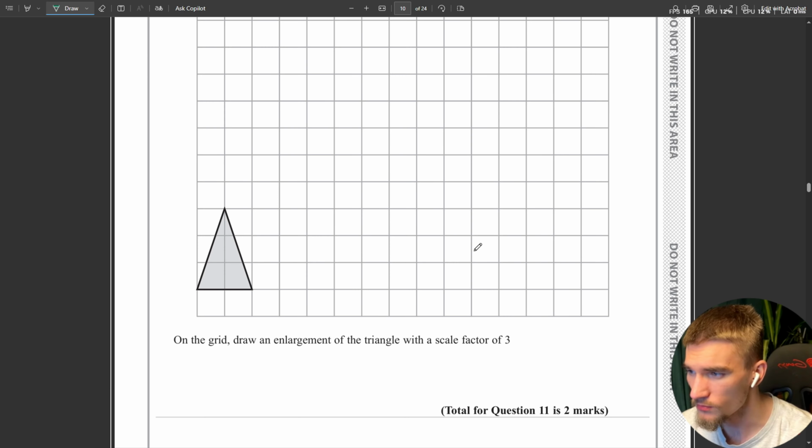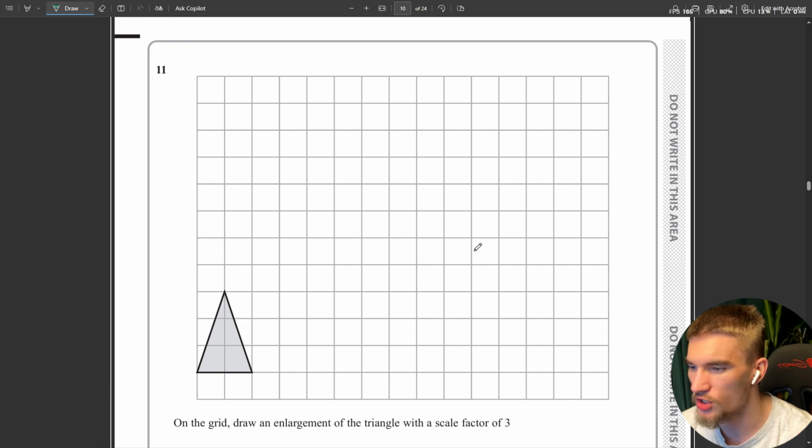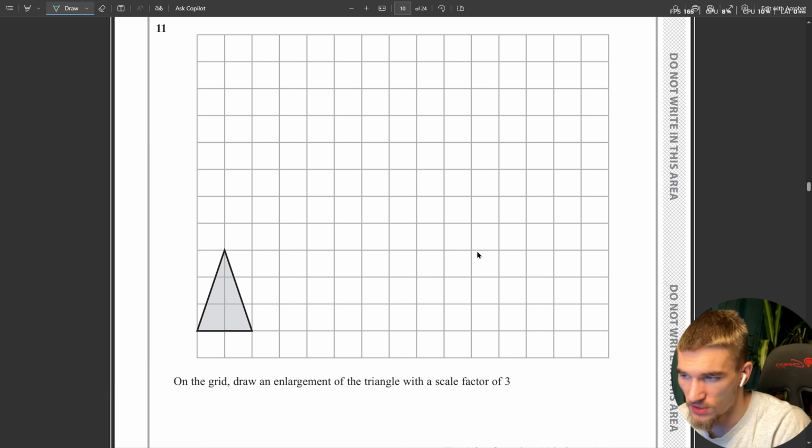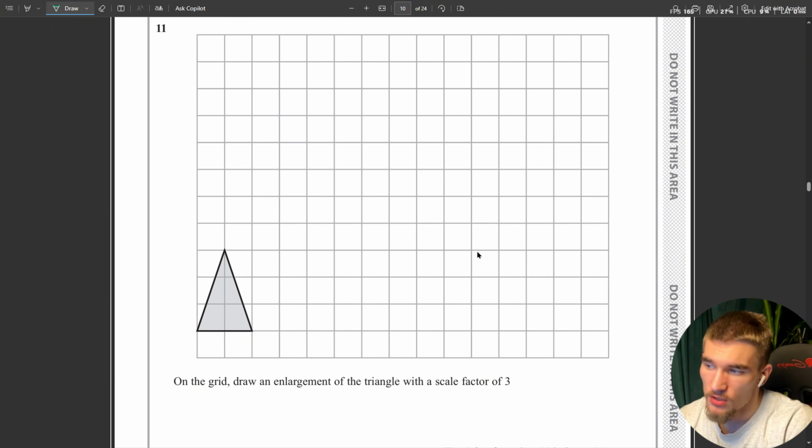All right. On the grid, draw an enlargement of the triangle with a scale factor of 3. Okay, so what does that mean? It has to be 3 times as big, right? So the easiest way to do this is to just count the base. So here we have 2. So if I do 2 times by 3, I get 6. So now I want the base to be 6, right? So 1, 2, 3, 4, 5, 6.